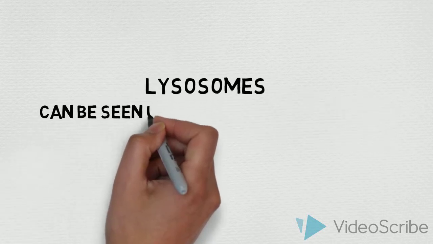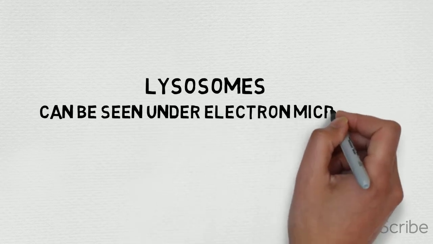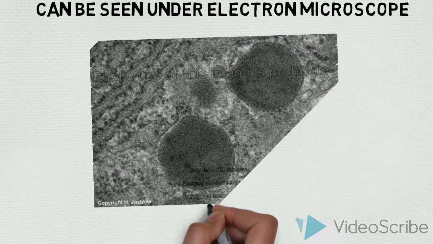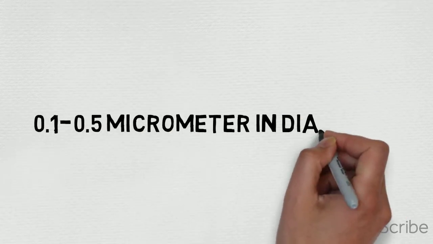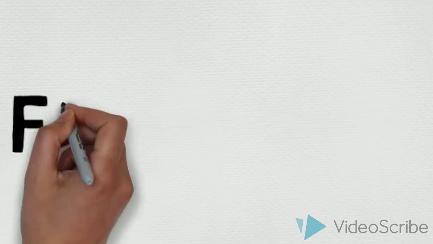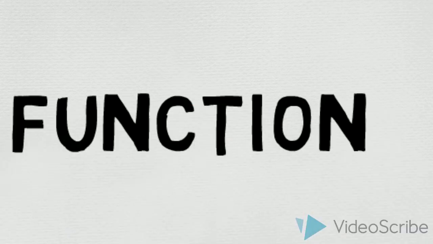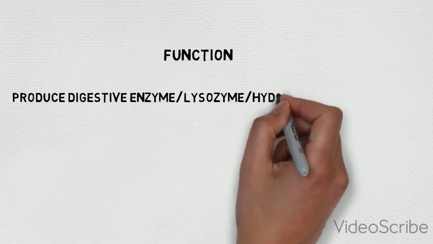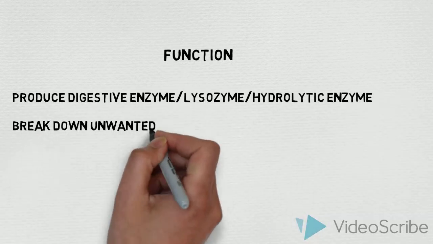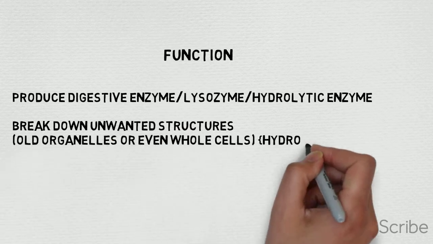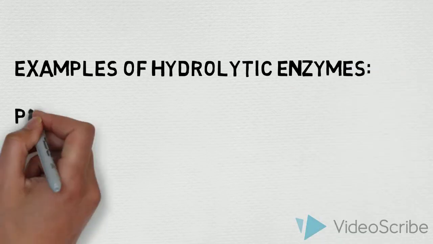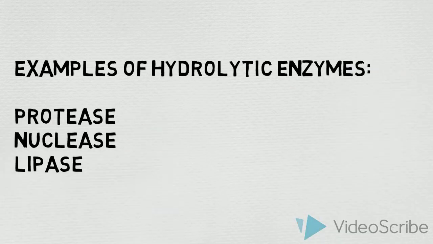The lysosome can be seen under an electron microscope, as the picture shown here. It is 0.1 to 0.5 micrometers in diameter, and the functions: they produce hydrolytic enzymes, digestive enzymes, which break down unwanted structures. And here are some hydrolytic enzymes.